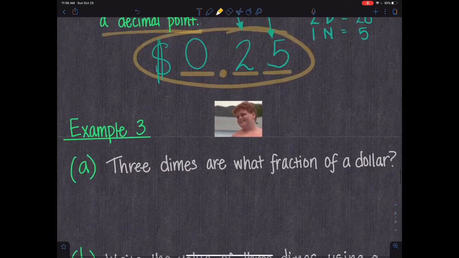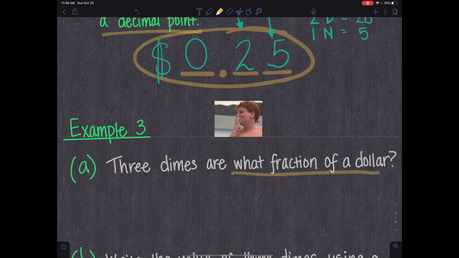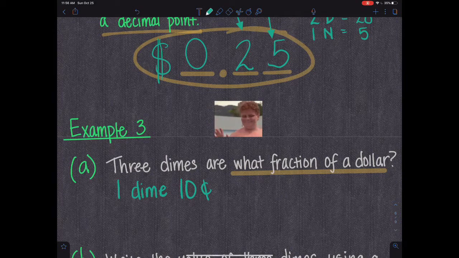Let's do example 3. Example 3 on the next page says 3 dimes are what fraction of $1? Okay, so let's see if we can figure that one out. 1 dime is how many cents? Well, I think you know that it's, I don't want to do a dollar sign, I'm just going to put 10 cents. Okay, 1 dime is 10 cents. So 3 dimes must be 30 cents. So 3 dimes equals 30 cents.